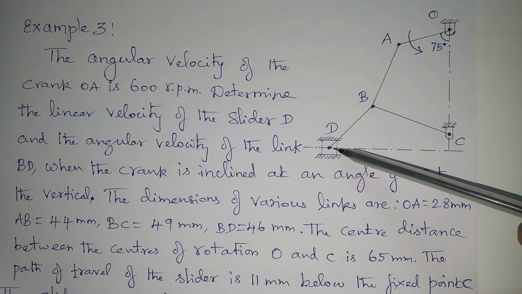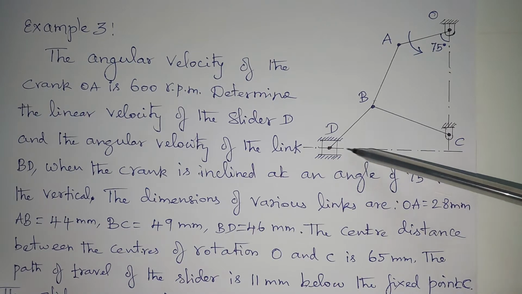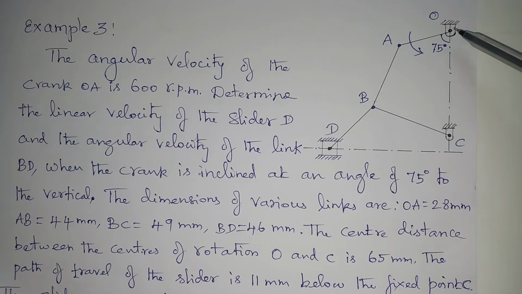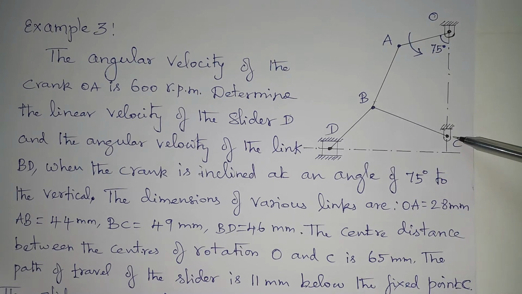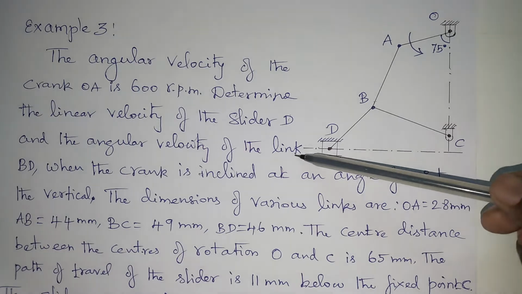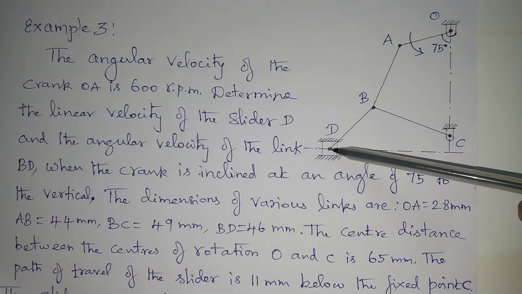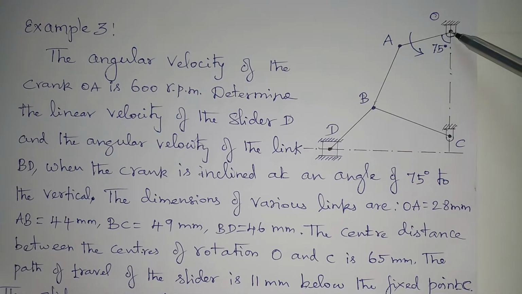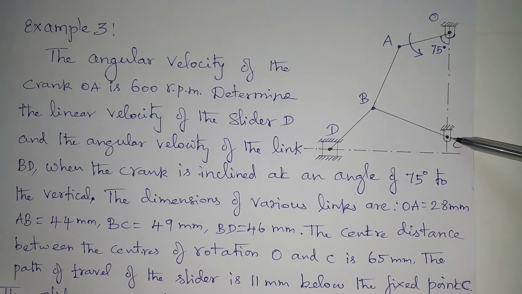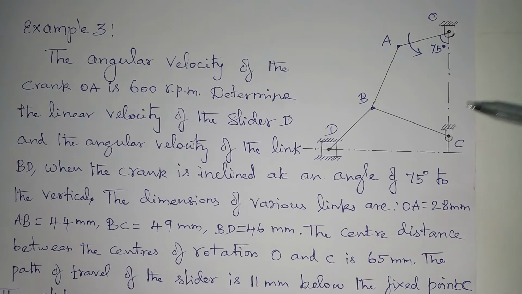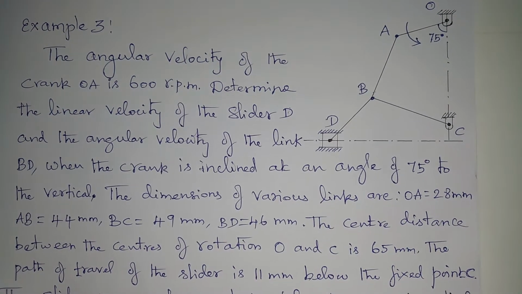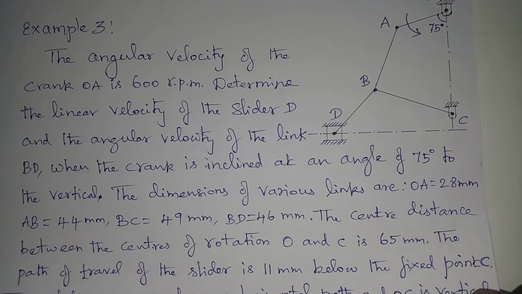This will slide along the horizontal axis. This will slide with respect to point O and C. It will maintain its horizontal movement with respect to point O and point C. So for this given example, we are going to construct the velocity diagram.